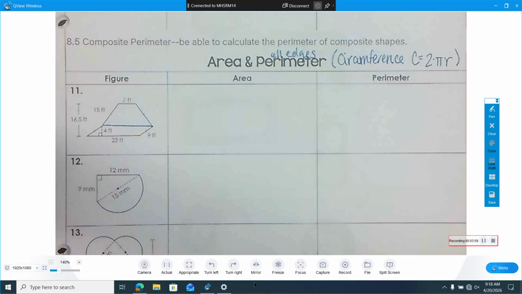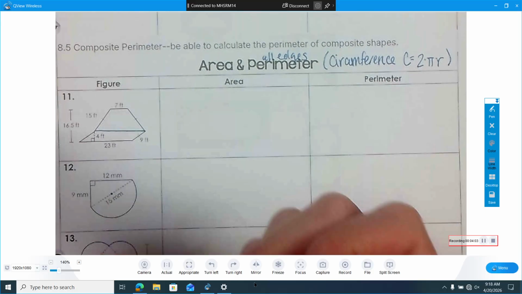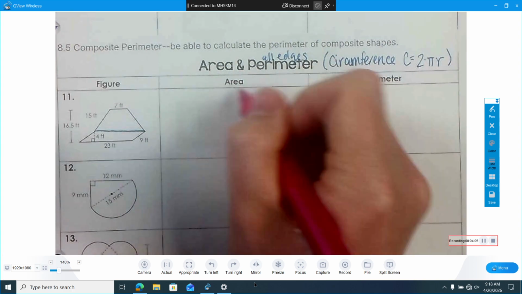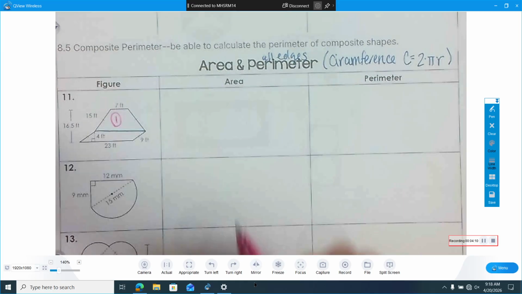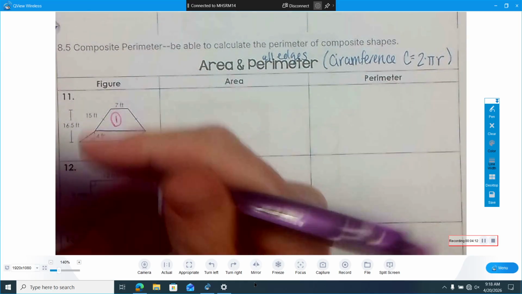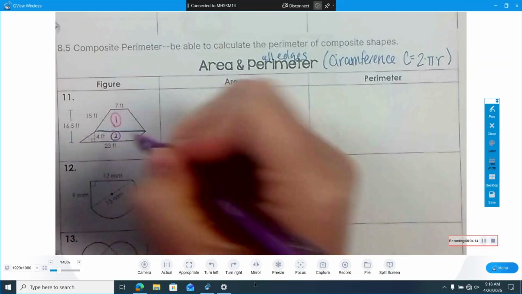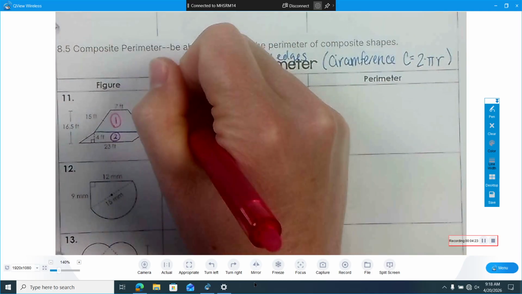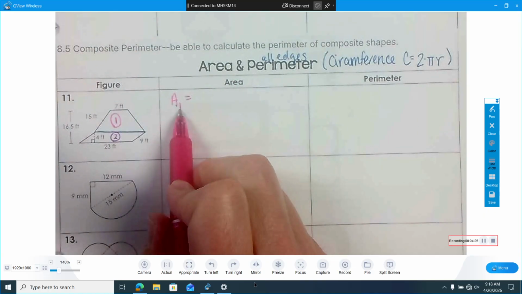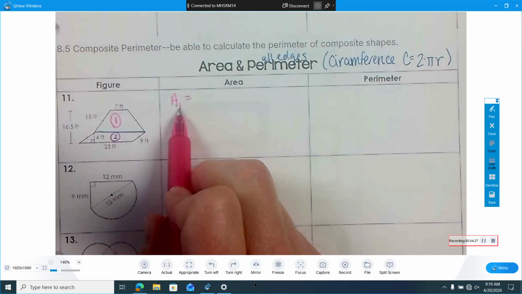Parallelogram, yeah. So what we did last week on Friday, for those of you that weren't here, we did the areas already, so they have a little bit of a head start. But what we're going to do is put a number 1 and a number 2 as our first and second shapes. And if we want to find a composite area, we just have to find the area of each. So shape number 1 is a trapezoid.